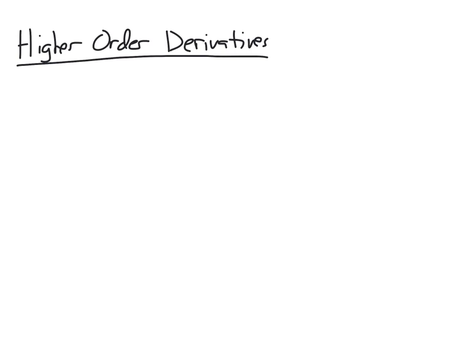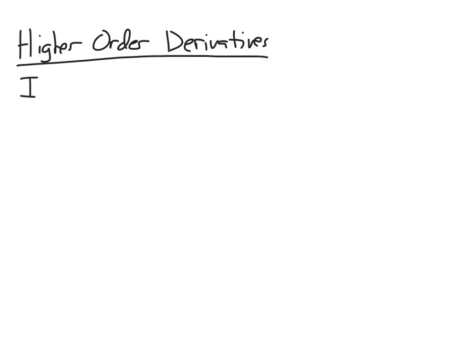In this video, we're going to look at higher order partial derivatives. All right, so we know from Calculus 1 that once we have the first derivative, we can then differentiate that and get the second derivative, and then differentiate that and get the third derivative, and so on. And so we're going to apply basically the same logic to partial derivatives.